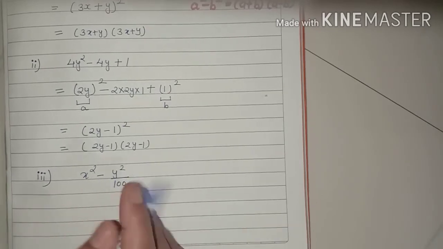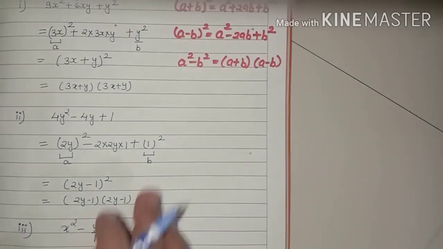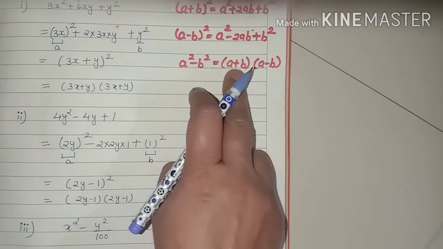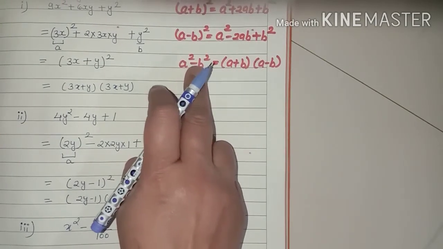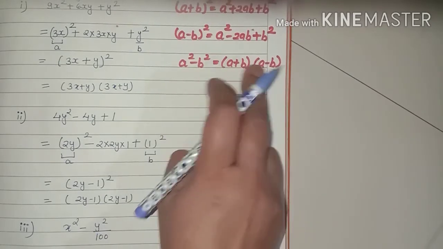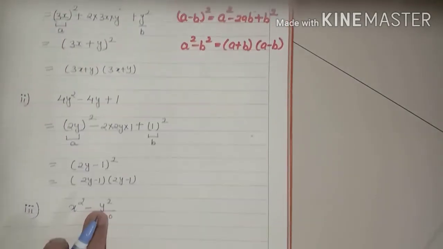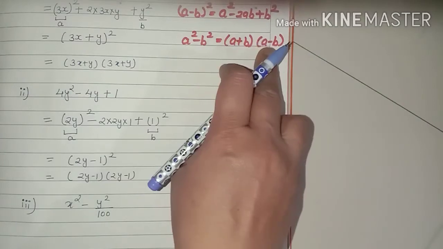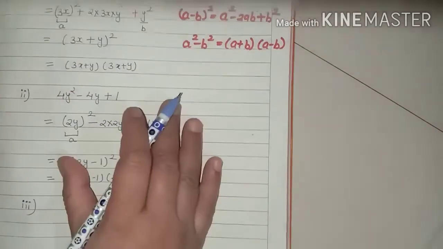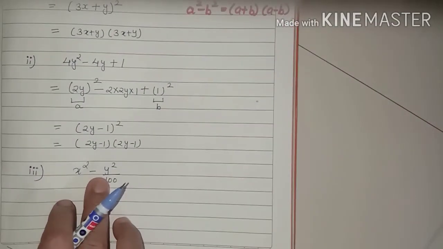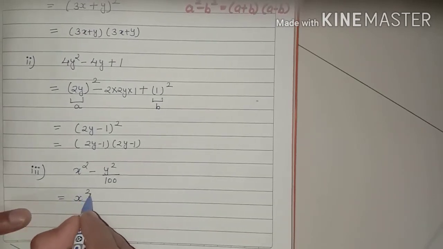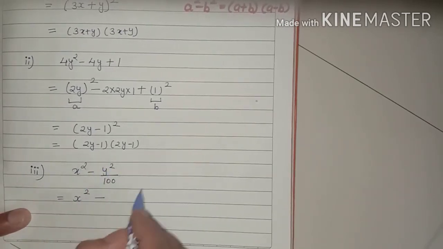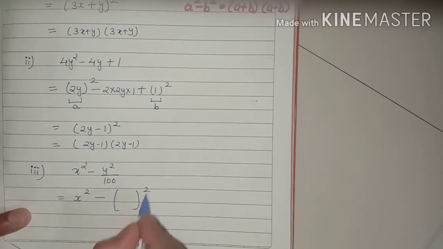There are only two terms. If you compare these two terms with this identity, a square minus b square equals a plus b into a minus b, this is the expanded form and this is the product form. This form is already given and we have to convert this into product form. For that, first we have to convert this into whole square form. x square is already in square form. How can we write this into whole square form?